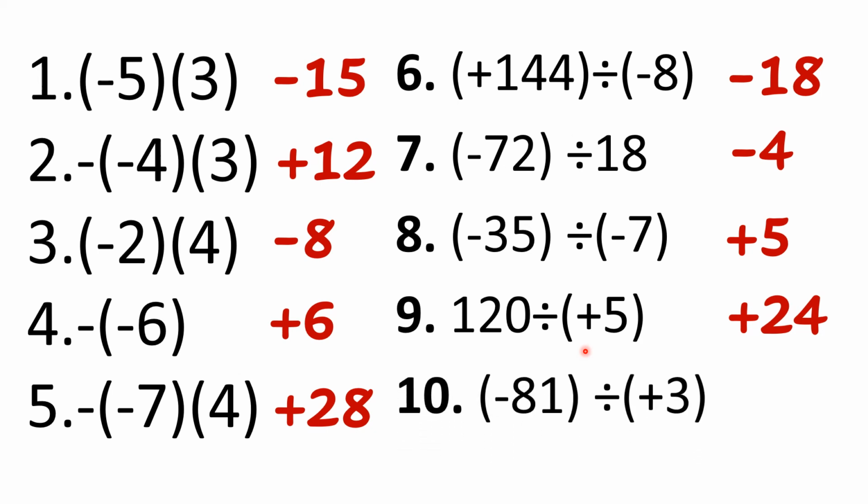And for number 10, negative 81 divided by positive 3. So, different sign, negative and positive. So, the result or the quotient is negative. Negative 81 divided by positive 3, the answer is negative 27.